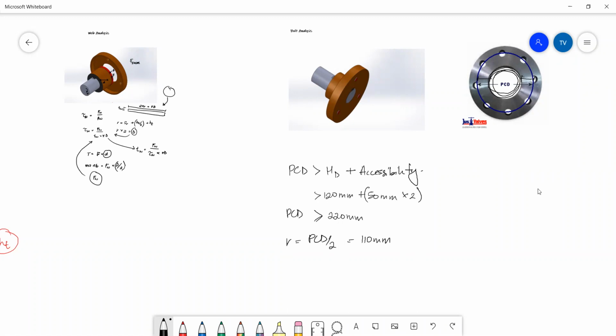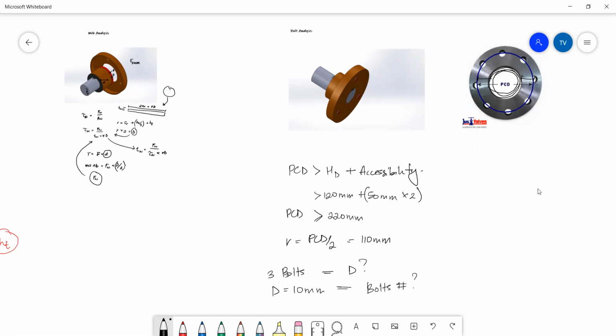So if we use the assumption that we want to have 3 bolts, if we say we want to use 3 bolts, we have to find the diameter. And if we say we want to use a bolt that has a diameter of 10 millimeters, we have to find the corresponding number of bolts.